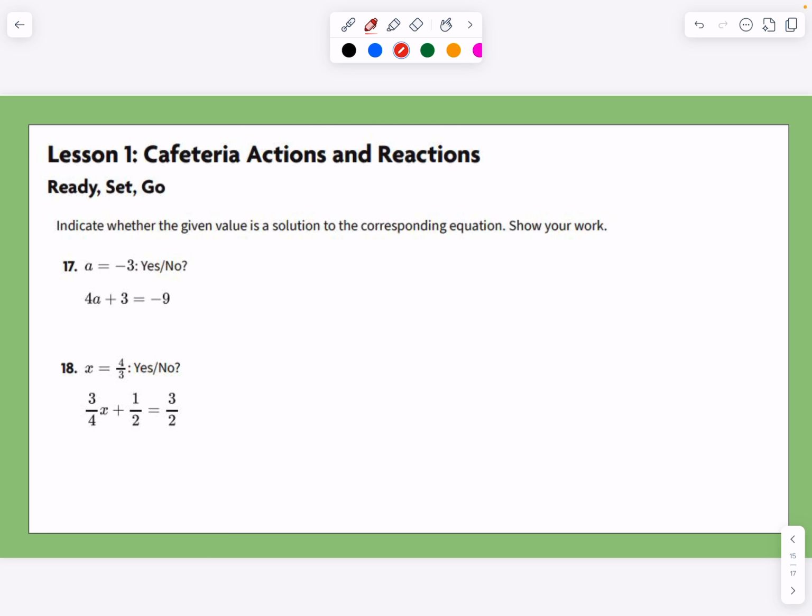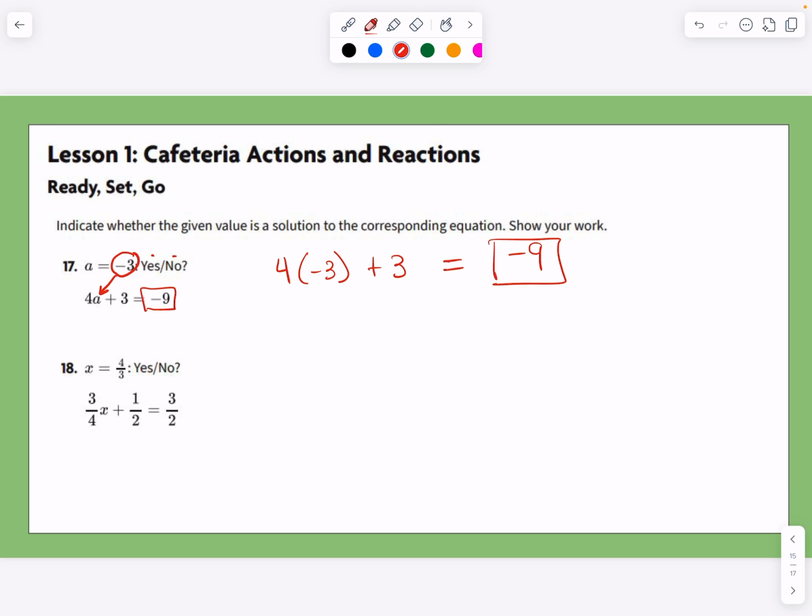The last couple here just say indicate whether the given value is a solution to the corresponding equation. A little bit like we did with the graph one earlier, except now there's no graphing. You're just going to take this value and plug it into that space and decide yes or no, does it make this true, right? It has to equal that. So if we take 4, we multiply it by -3, and we add 3, the question is, do we get -9? That's our goal. That's what we're aiming for.